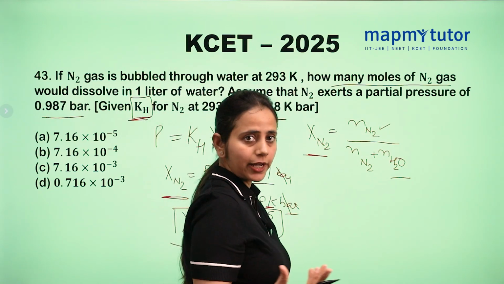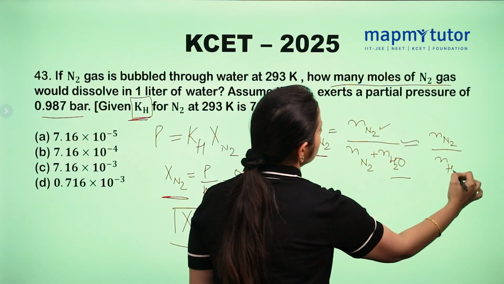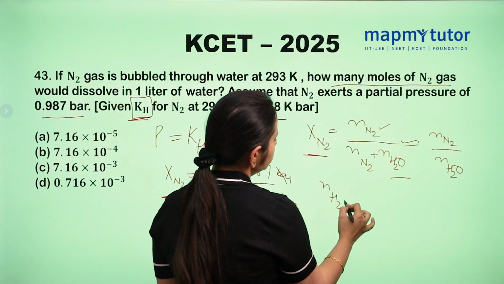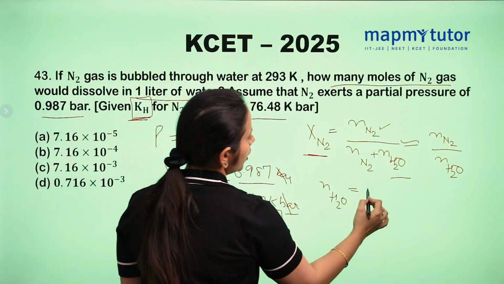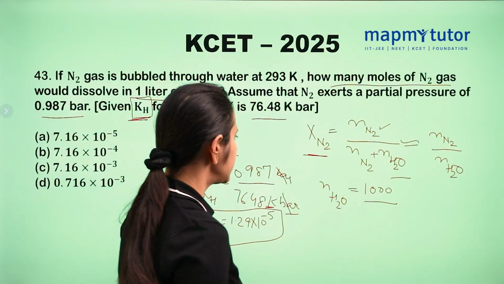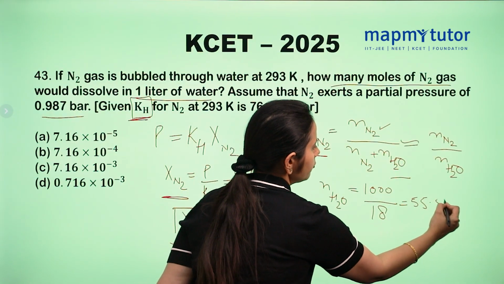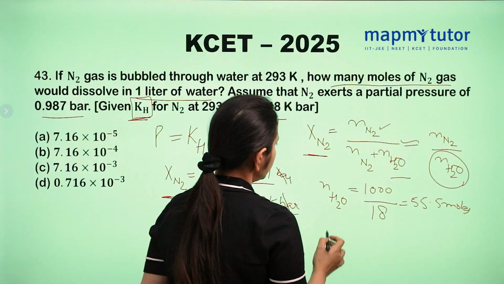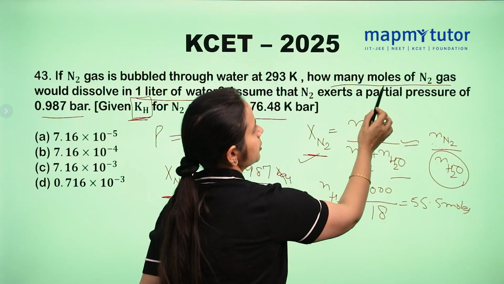As the solution is very dilute, we will consider it as n number of nitrogen by n number, means number of moles of water. Now how will you calculate the number of moles of water? Here it is 1 liter of water. The amount of water is 1 liter, so it is 1000 over what is the molecular weight of water? It is 18. Okay, so answer will be 55.5 moles. So we just need to put the values of number of moles of water over here and mole fraction of nitrogen over here, and we will get the number of moles of nitrogen which has been asked in the question.